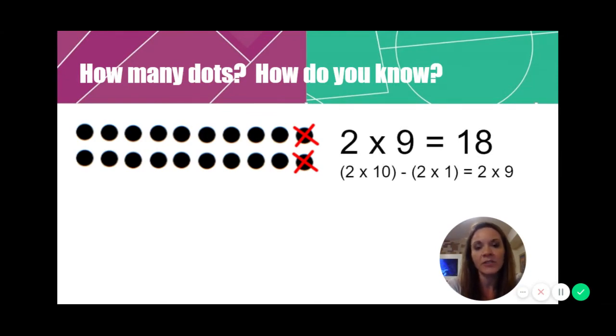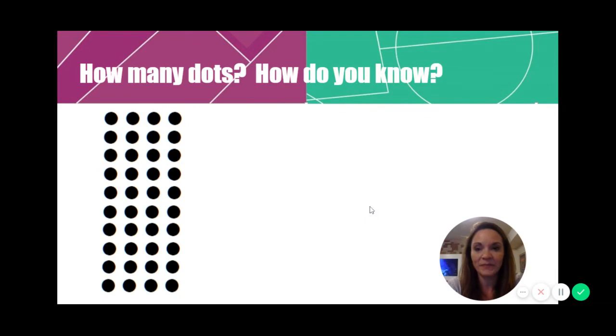On the first slide, we saw 20 dots. We knew that 2 times 10 was 20, and now 2 of those dots have been removed to show 2 times 9. 2 times 9 equals 18, because I can think about 20 and taking away 2. 20 minus 2 equals 18. Let's try another one. How many dots? How do you know?